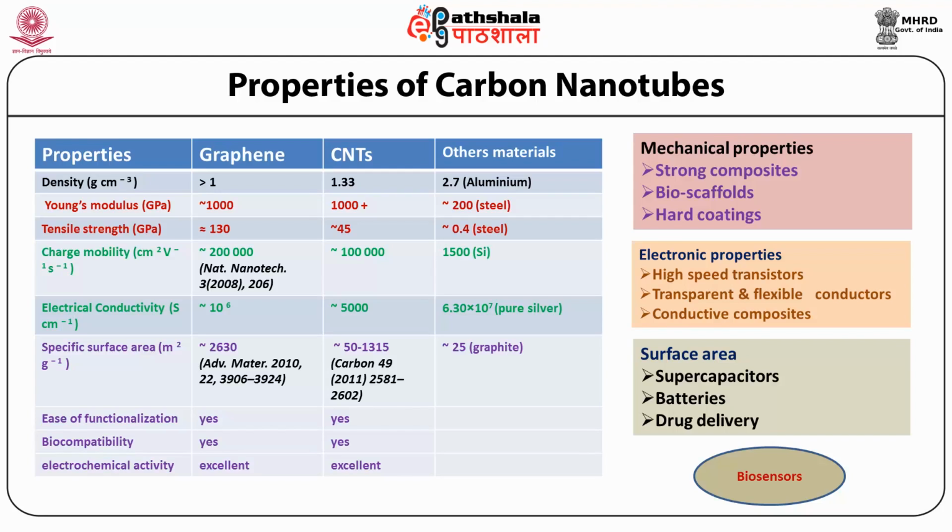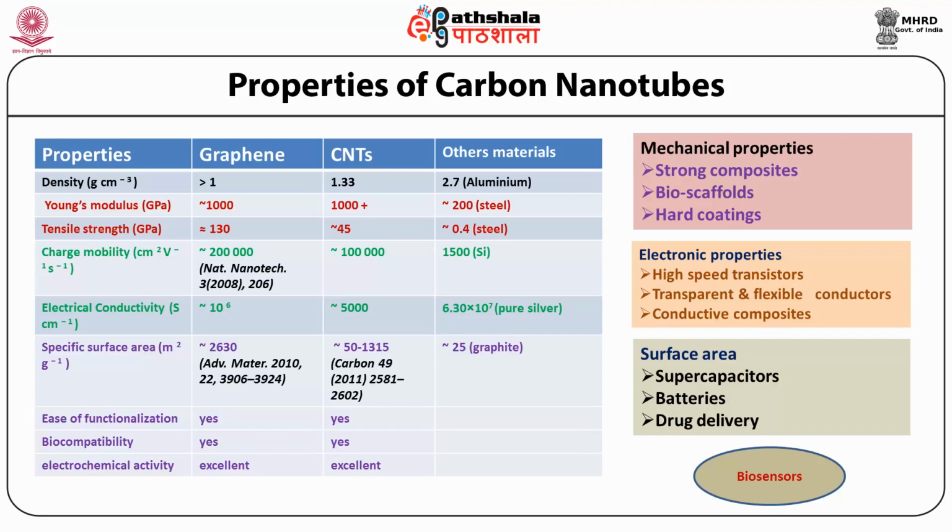Let us talk about charge mobility, which is the important parameter for any device to work faster. This value is around 10 to the power 5 in case of CNT. The unit is centimeter square per volt per second, and this is also very high in case of graphene. However, the most known silicon based device has this mobility around 1500 only.